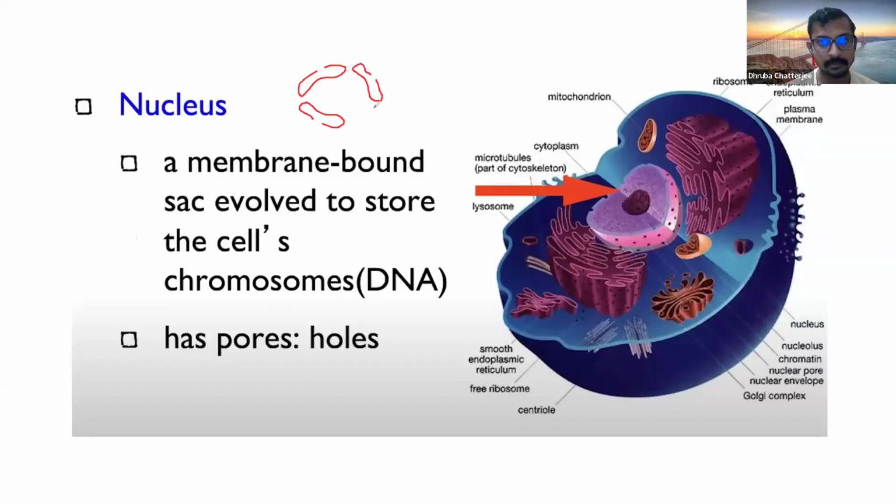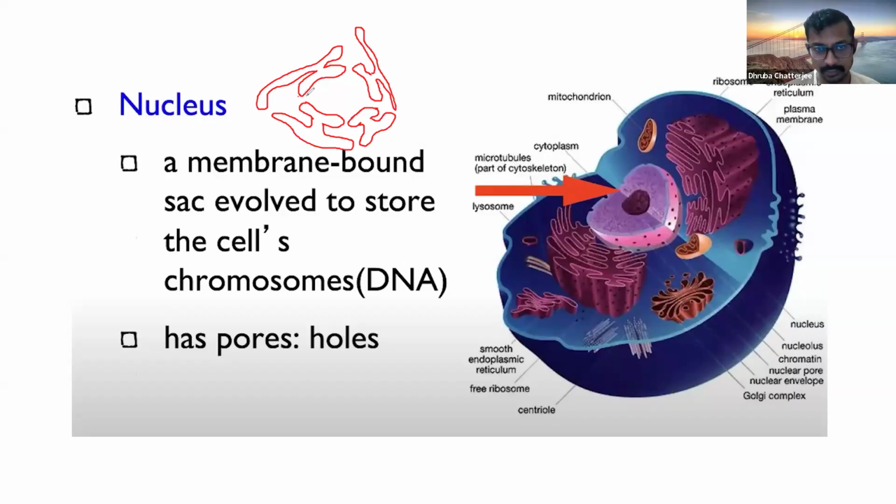And actually the nuclear membrane is continuous with the endoplasmic reticulum membrane. The nuclear membrane continues to form the endoplasmic reticulum membrane. That's why you will always see the endoplasmic reticulum located just adjacent to the nucleus, because the nuclear membrane continues to form the endoplasmic reticulum membrane on the cytosolic end.